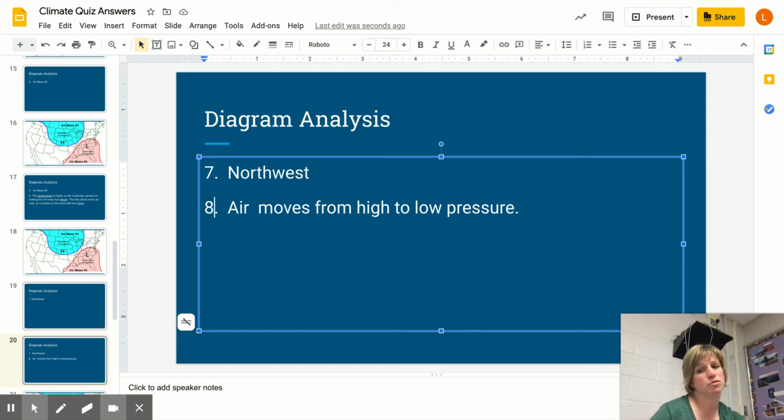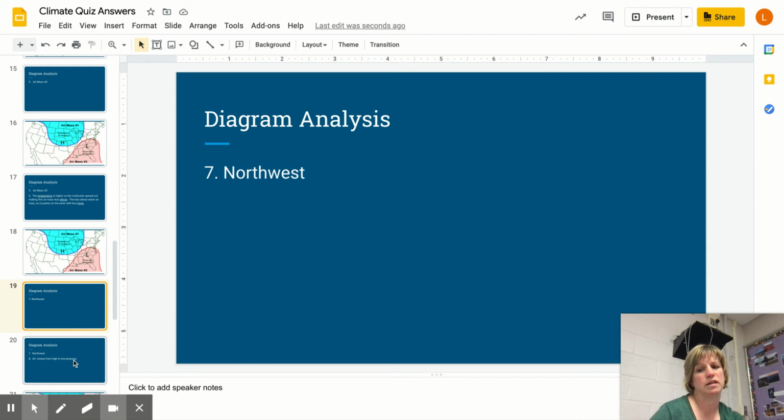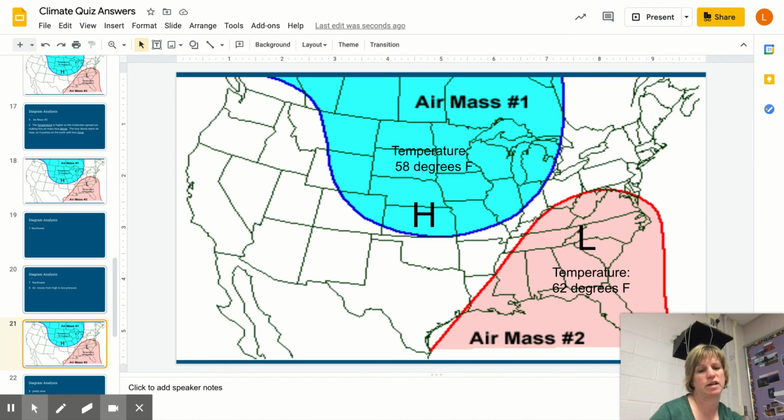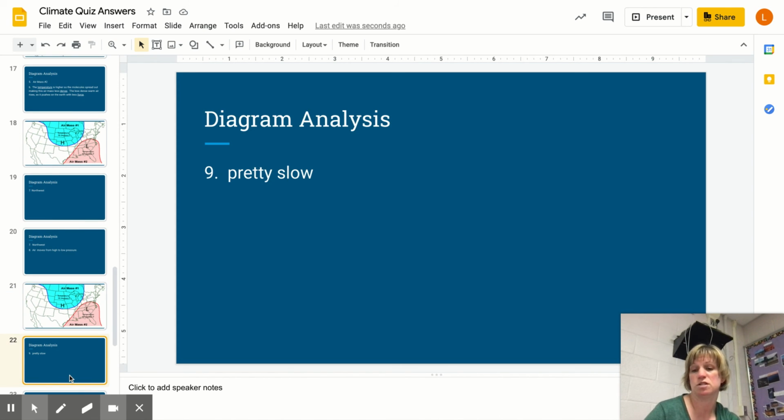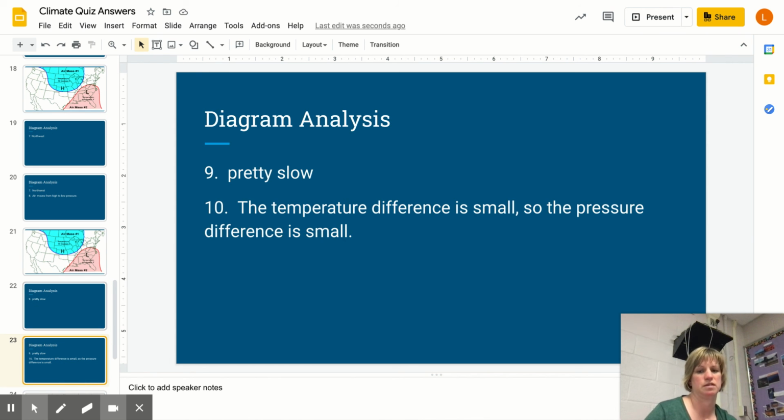Now, this one might have been tricky. What do you think about the wind speed in this situation? Well, you have to ask yourself, is this a big temperature difference? 62 to 58? Not really, right? Only 4 degrees. So that tells us that the wind speed would probably be pretty slow because the temperature difference is small, so the pressure difference is small. When you have a big temperature difference, you get a big pressure difference, and that means the high pressure air can really force the low pressure air out more quickly.